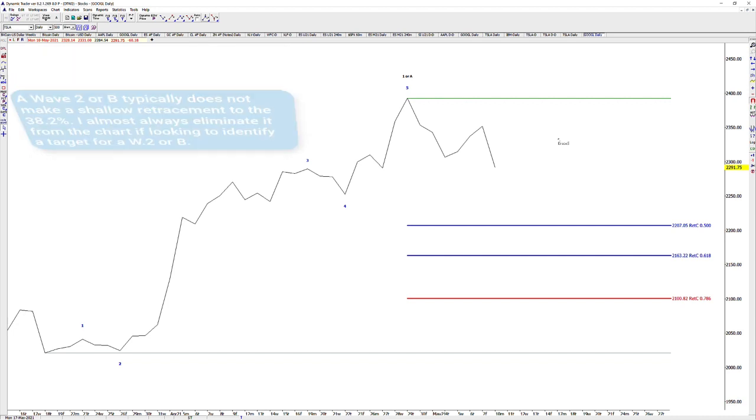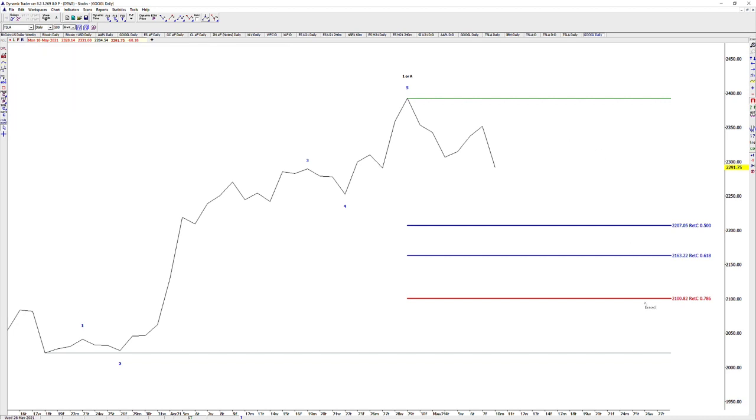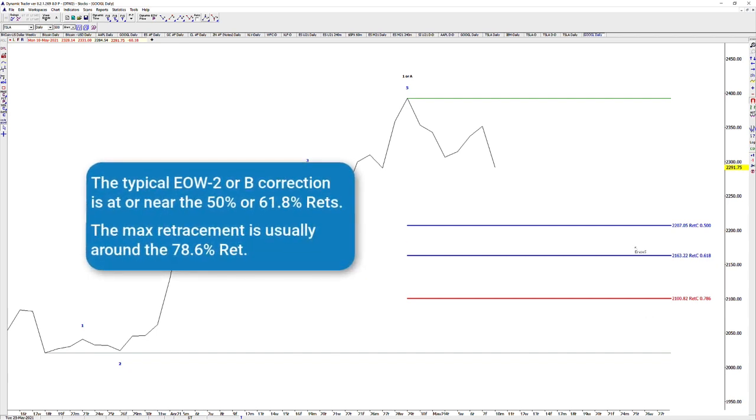So I always just focus on the 50, 62, and 78.6. And of course, the 78.6% is fairly unusual, but it's frequent enough that we want to be aware of it, and also because it's typically the maximum retracement if the market's making a correction. And a wave 2 and a wave B, they're both corrections. So our key relationship is just the one relationship of the retracement of the wave 1 or A. And that's typically around 50% to 62%.